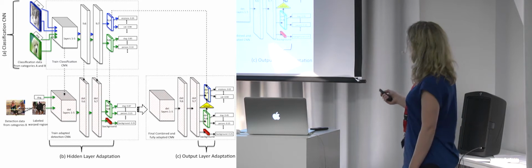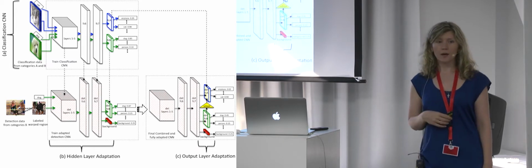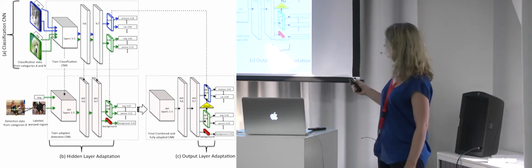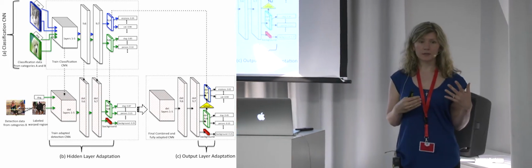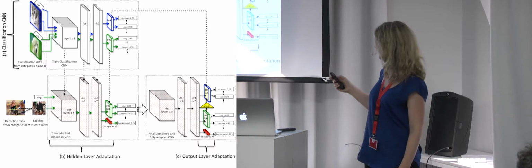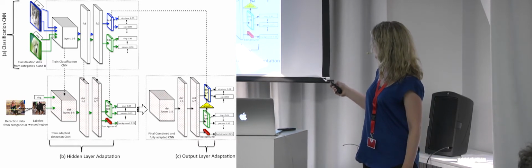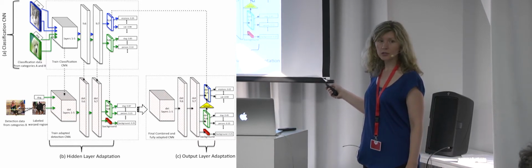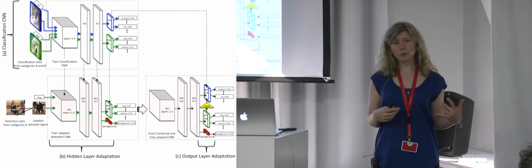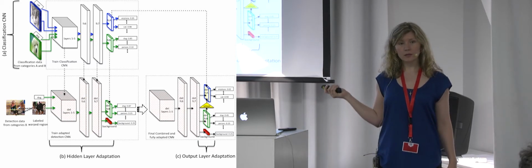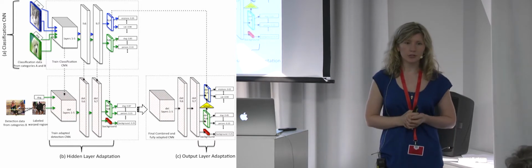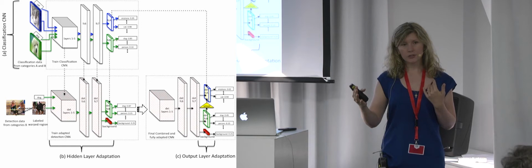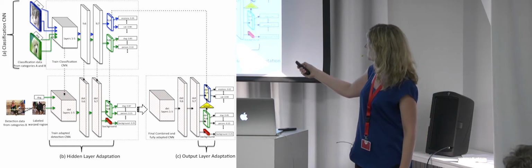So the adaptation is very simple. For each node in the output, we find the k-nearest neighbors. We take the weights of each node, and we find the k-nearest neighbor weights in the detection network. And we just learn a regression function, essentially, between how the weights change from here to here.